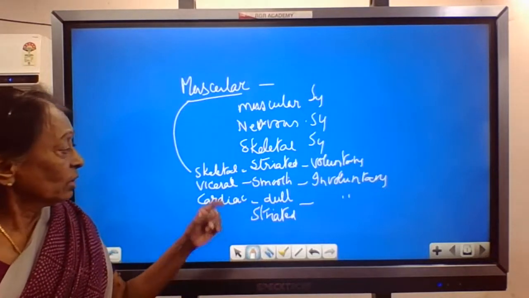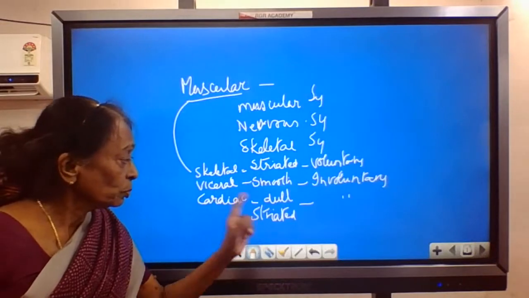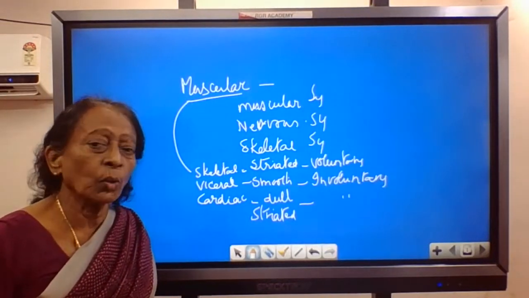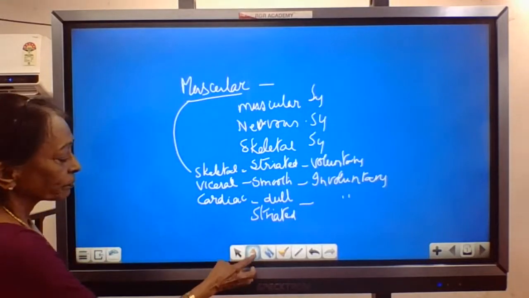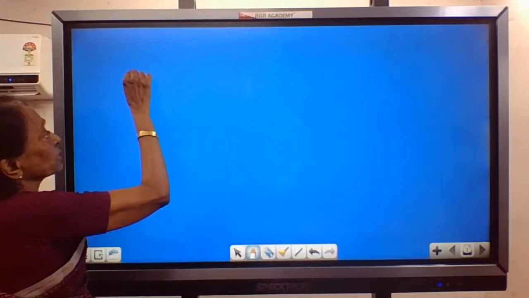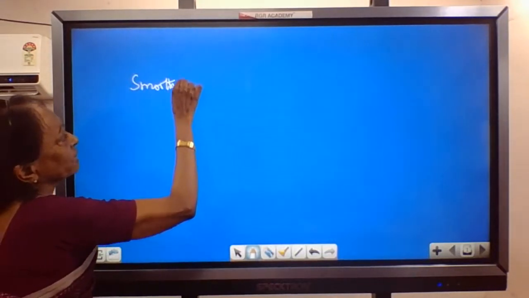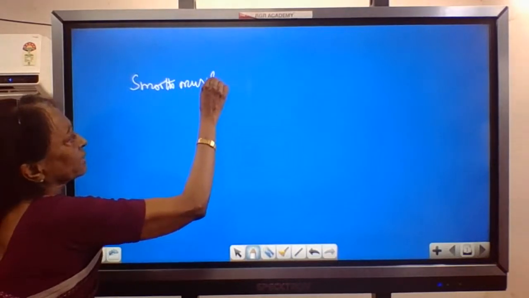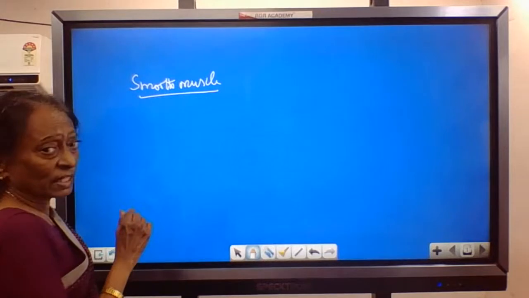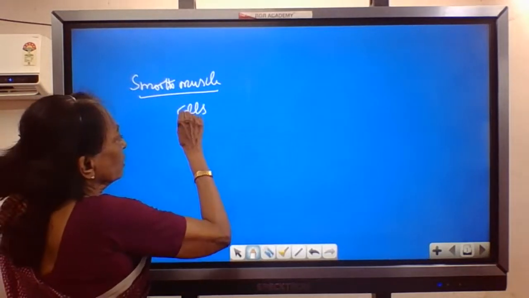Now, before we learn completely about the skeletal muscle structure, we'll go to smooth muscle and the cardiac muscle, referring to your first chapter, histology. How do they occur? Now, for smooth muscle, they are not in bundles. Of course, it's a tissue made up of a number of cells.